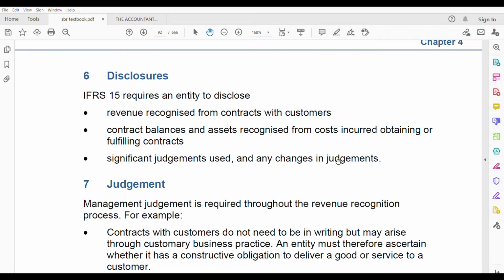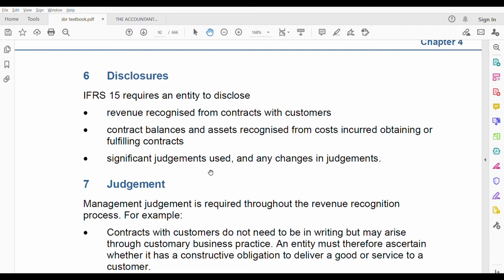How much of it is from obtaining and fulfilling a contract, and how much is recognized as an asset that is capitalized. Significant judgments made and any changes in judgments. There are judgments made sometimes because these types of areas are risky when you have contracts, especially when it's for a long time. For example, construction of a building, anything can happen. They might not fulfill, they might not receive the consideration. So what are the judgments you have used, and if the judgments changed, that needs to be disclosed.